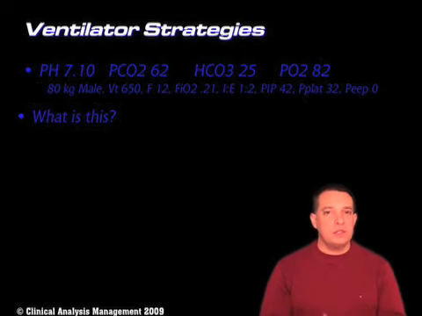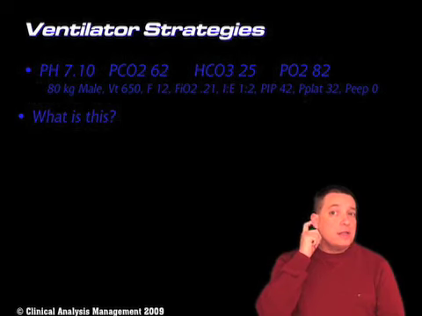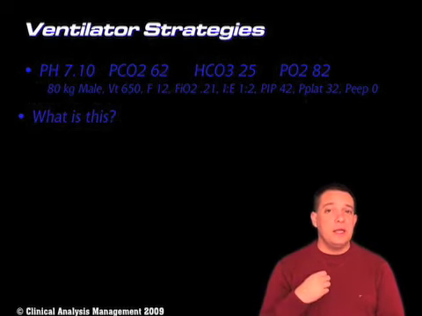Now the big question is, what's the middle name? Remember, the way we figure out the middle name is we look at the bicarb and the CO2 and ask ourselves which one matches the last name of the pH, which one is acidotic or which one is alkalotic. The CO2 is 62. Is that acidotic, alkalotic, or normal? Well, 62 would be acidotic, so that matches the pH.